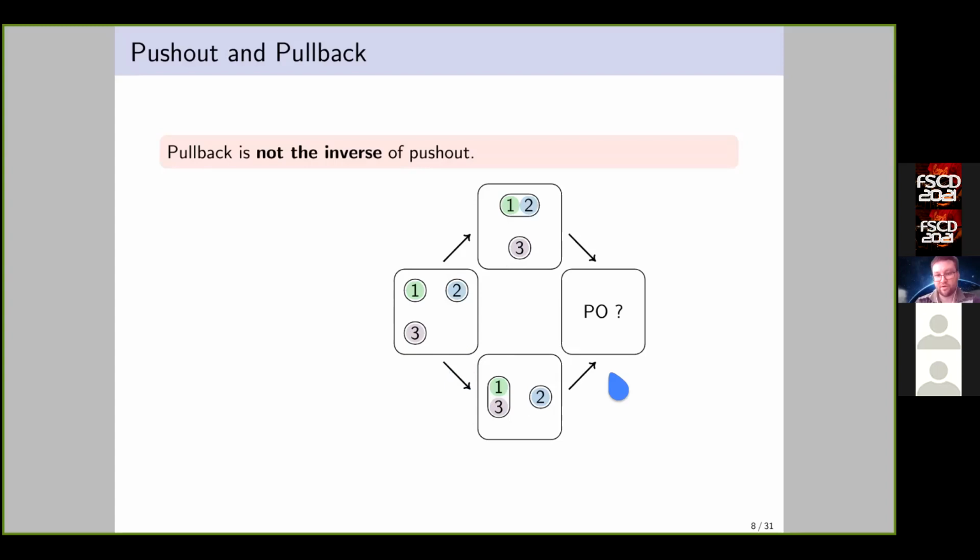The push out glues things together that have to be glued together. 1 and 2 need to be glued together because of this. 1 and 3 need to be glued together because of this. So the push out will give us just a single node where everything is glued together.